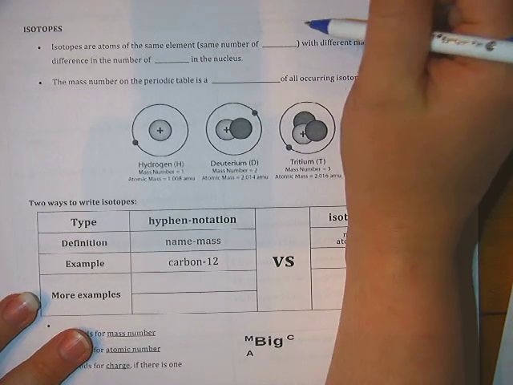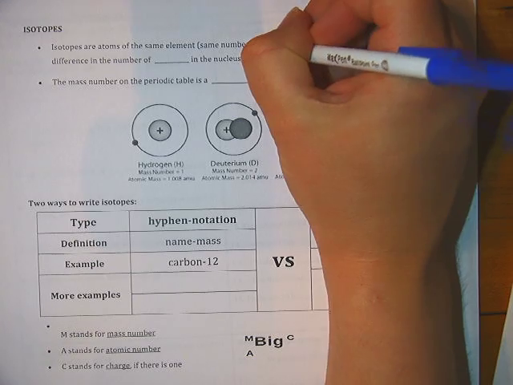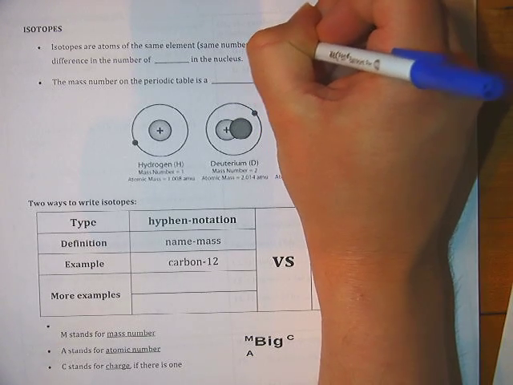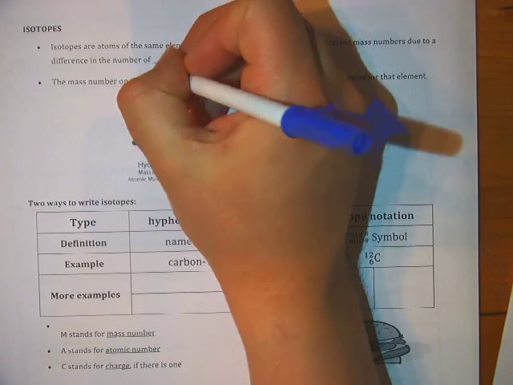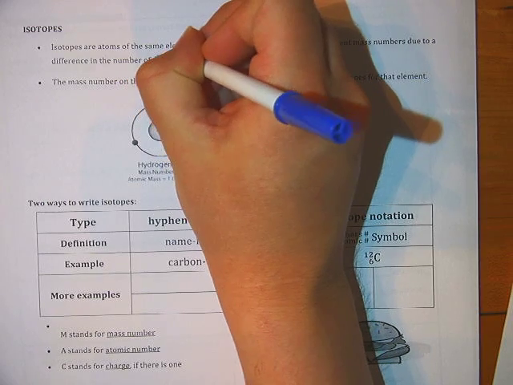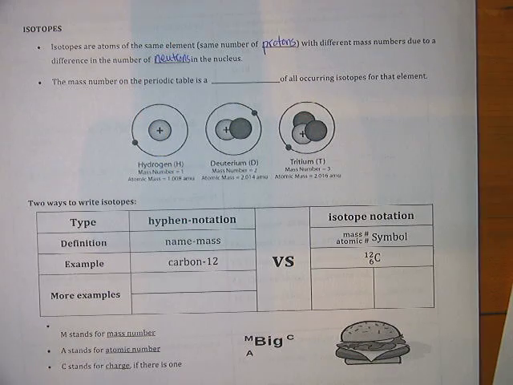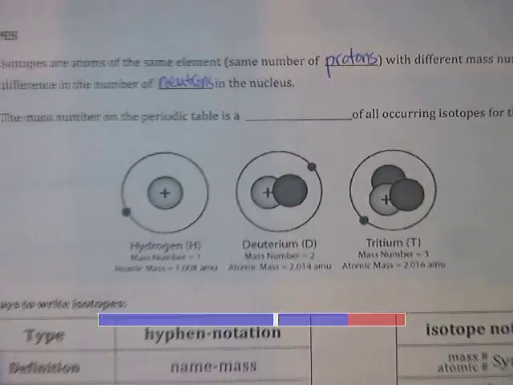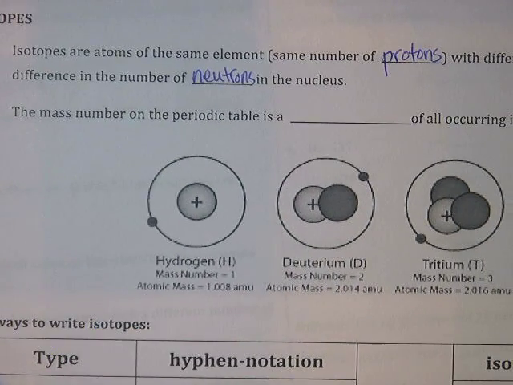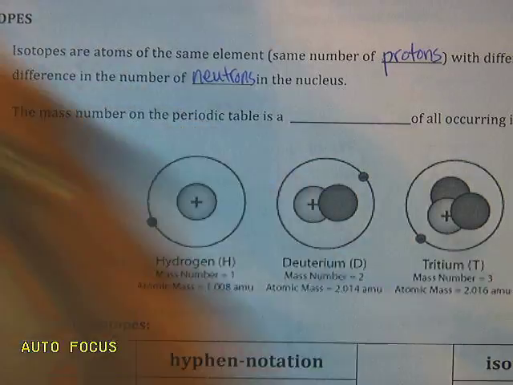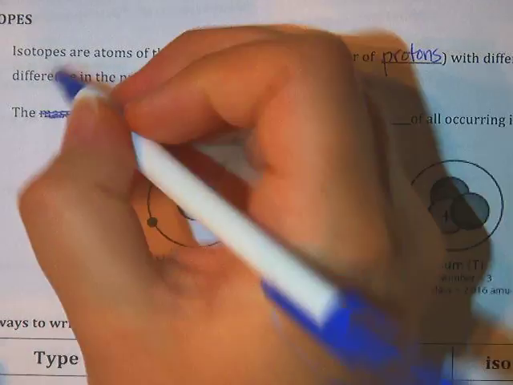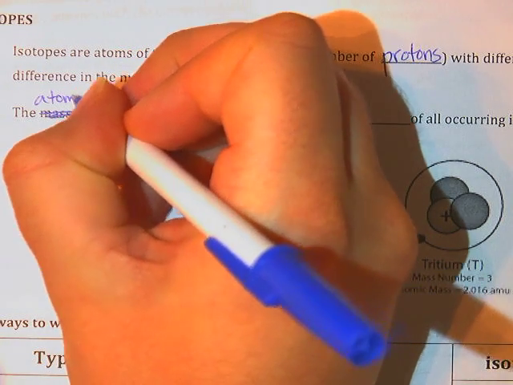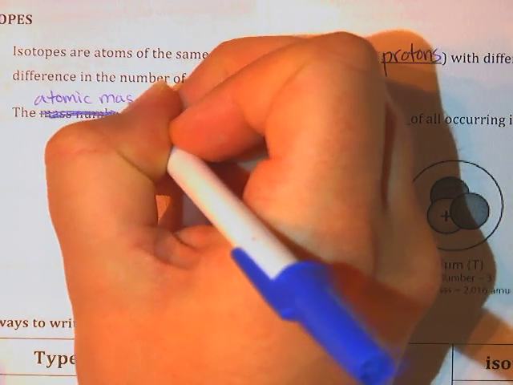Isotopes are atoms of the same element, meaning they have the same number of protons with different mass numbers due to a difference in the number of neutrons in the nucleus. Let me zoom in some for you. Okay, and there is a typo here that we need to fix. It says the mass number on the periodic table. Mass number is not on the periodic table. Atomic mass is what's on the periodic table.